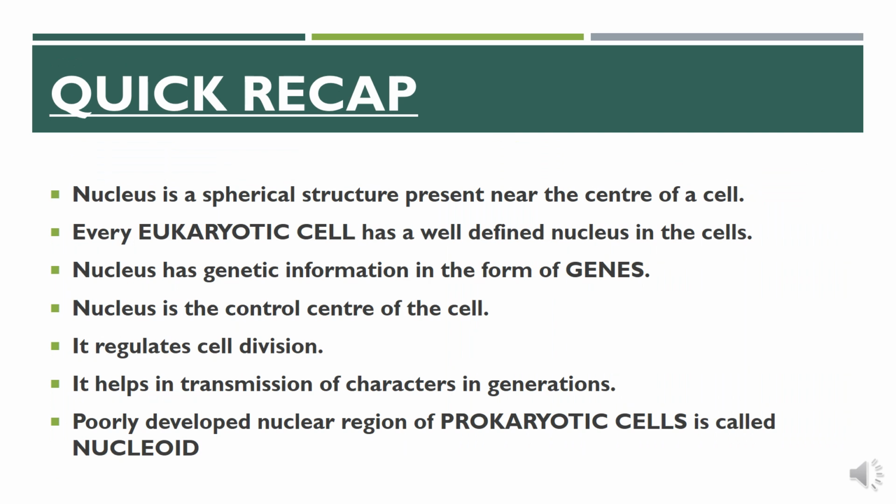Let's have a quick recap of all the things we have discussed today. Nucleus is a spherical structure present near the center of the cell. Every eukaryotic cell has a well-defined nucleus. Means only eukaryotic cells have a well-defined nucleus, or the nucleus simply you can say. Nucleus has genetic information in the form of genes. Nucleus is the control center of the cell. It regulates cell division and it helps in transmission of characters in generations.